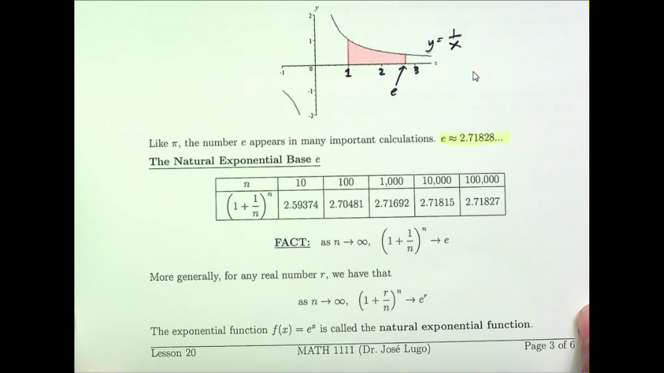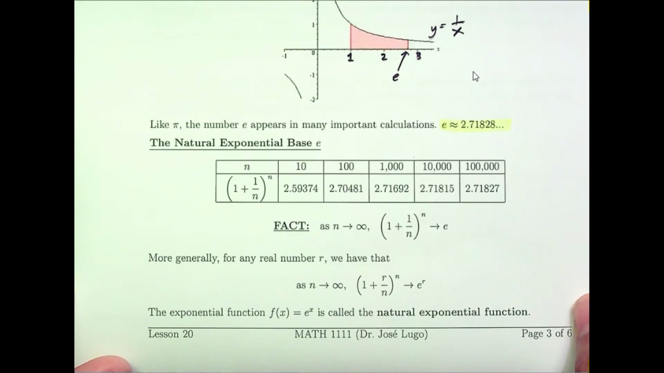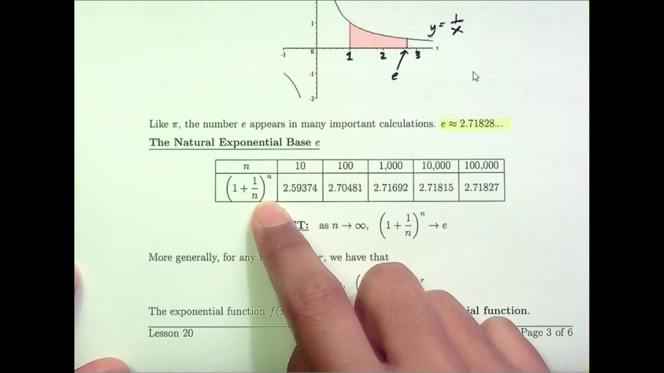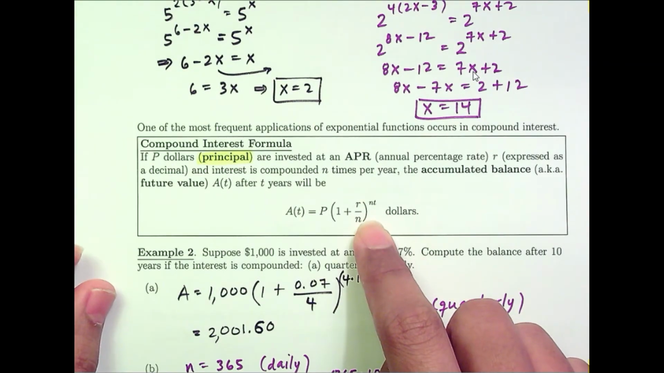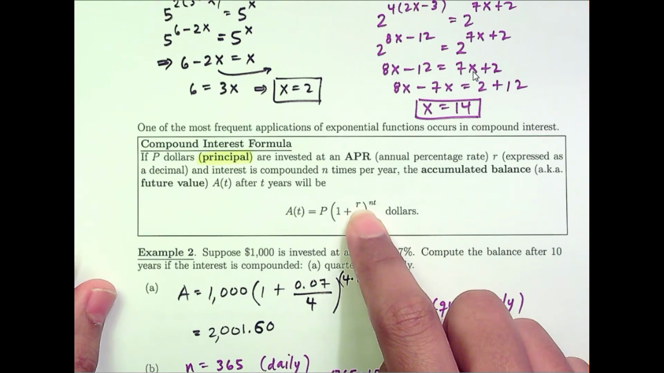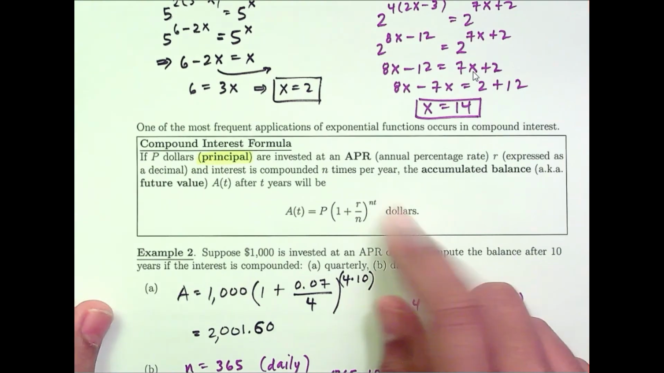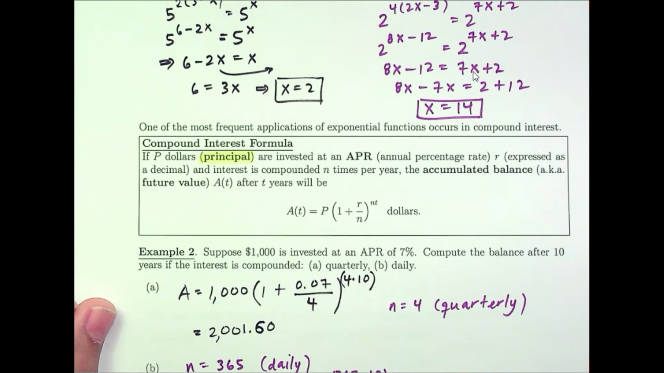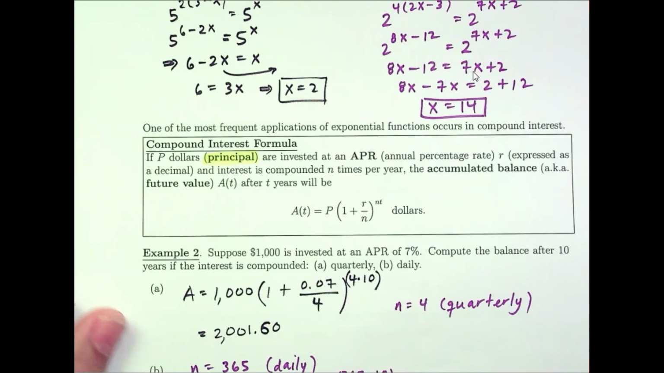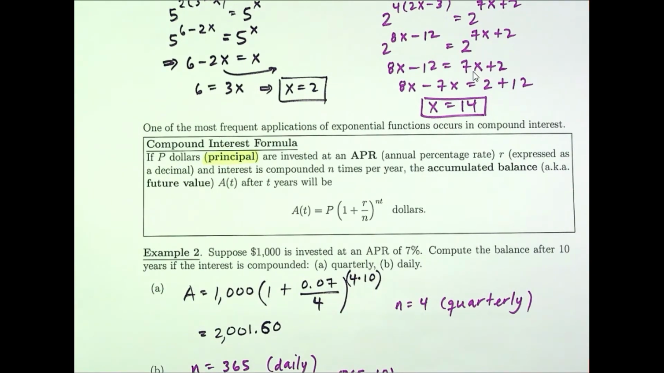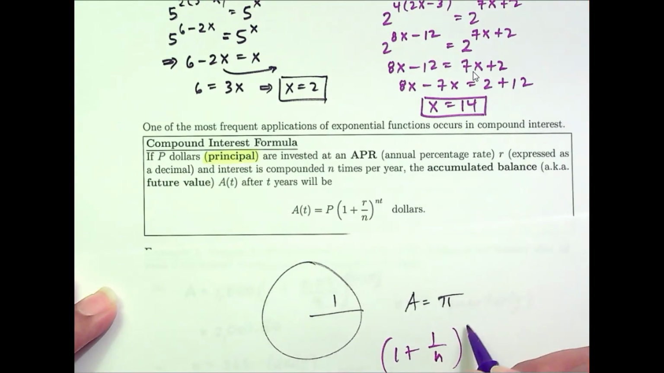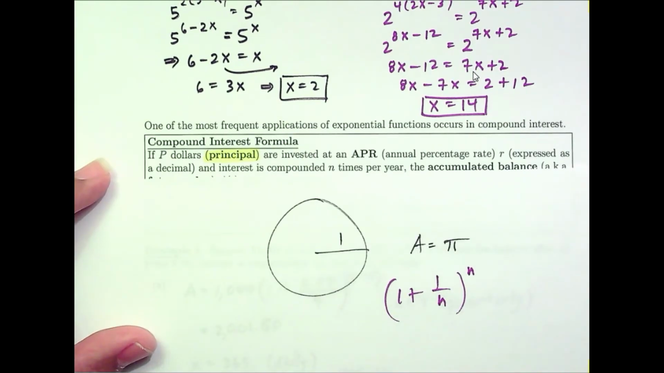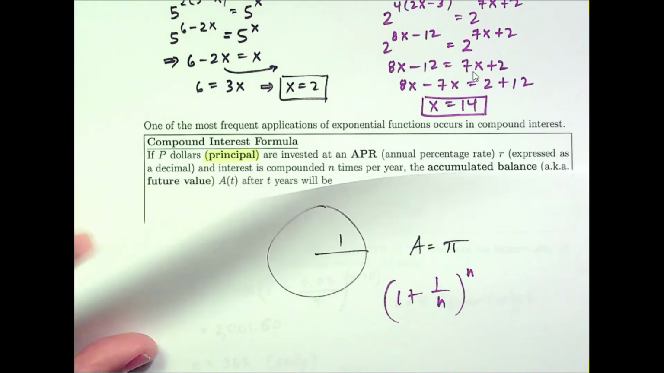There's one more way to define it, and it's as follows. If you consider the exponential function, the compound interest formula, where r equals 1, you put here r equals 1, and t equals 1, and p equals 1, so the whole thing just becomes 1 plus 1 over n. If p equals 1, r equals 1, and t equals 1, then this is what you get.